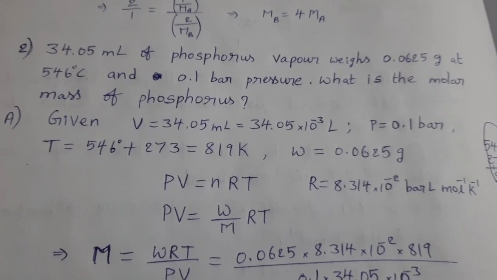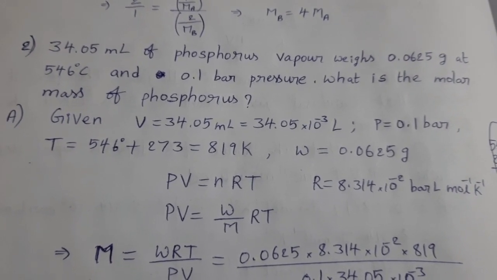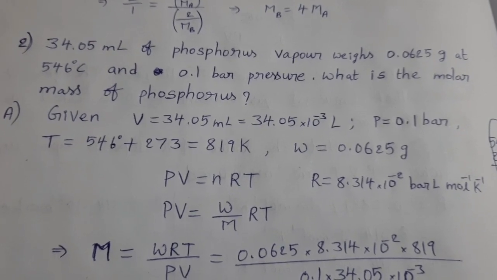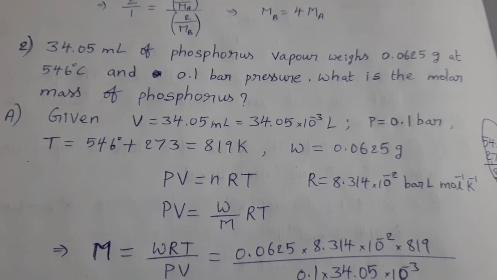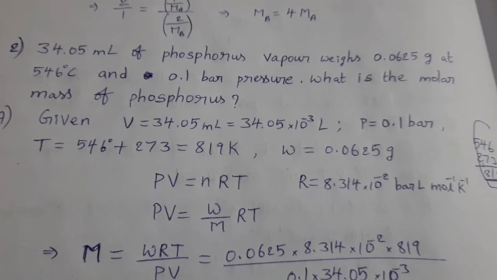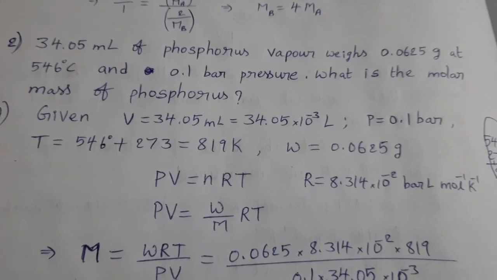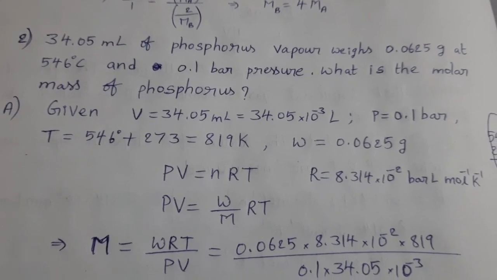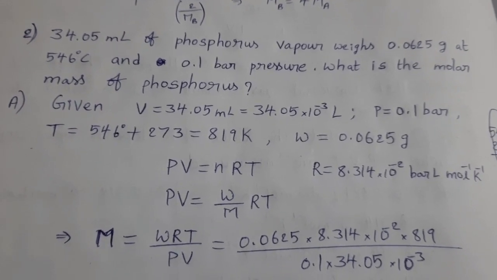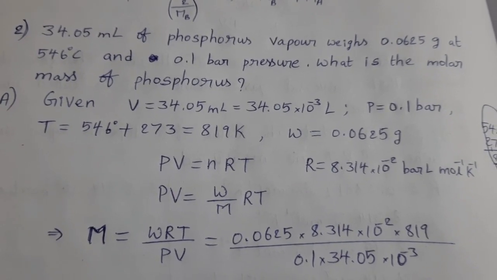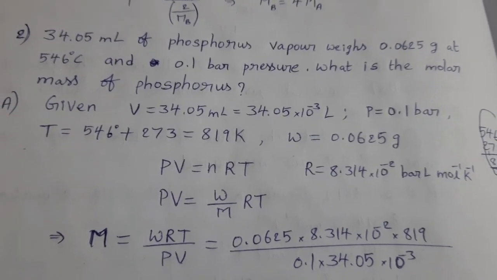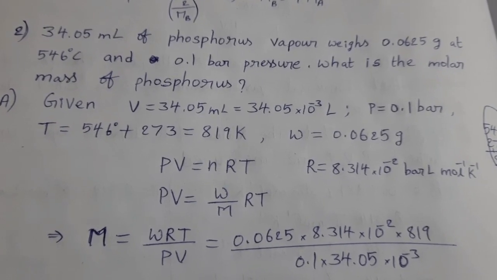Okay, see here, given volume V equal to 34.05 ml, that is 34.05 × 10^-3 liters, pressure P equal to 0.1 bar, temperature T equal to 546 degrees Celsius plus 273, that is 819 Kelvin. Weight of the substance is 0.0625 grams.